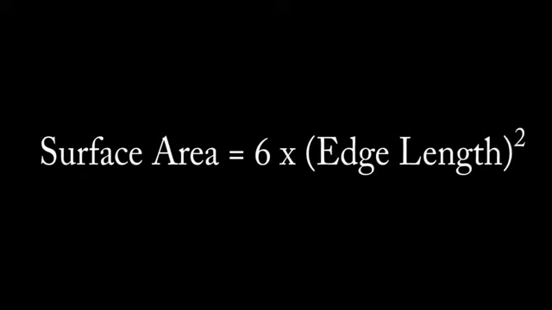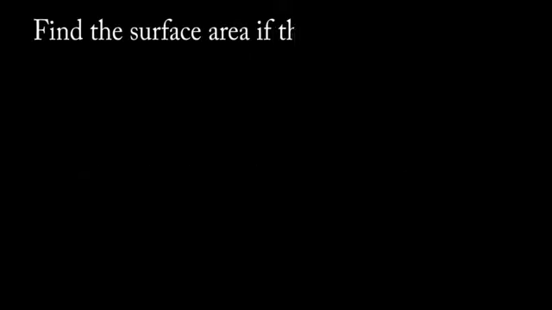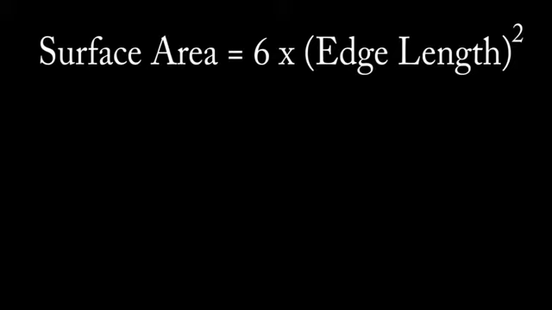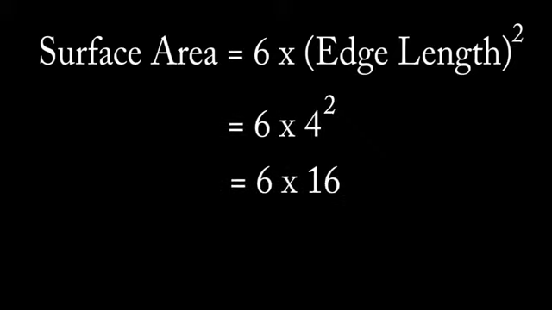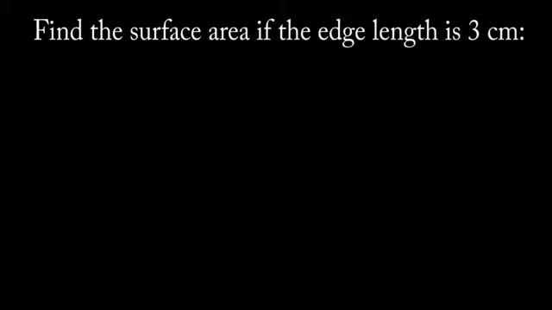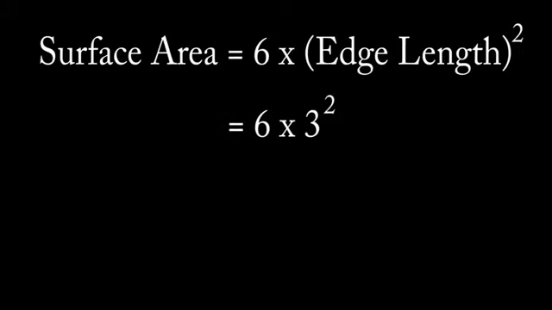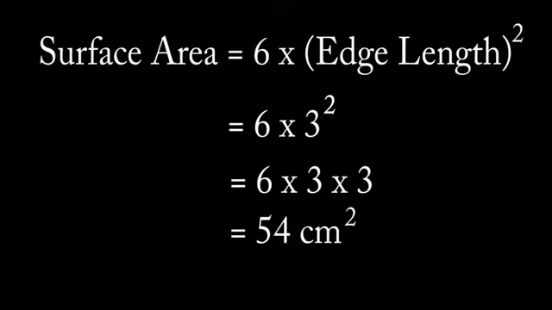To find the surface area of a cube, the formula is surface area equals 6 times the edge length squared. Example: find the surface area if the edge length is 4 centimeters. Let's substitute into the formula: 6 times 4 squared, so the surface area is 96 square centimeters. Example number 2: find the surface area if the length is 3 centimeters. 6 times 3 squared, so the surface area is 54 square centimeters.